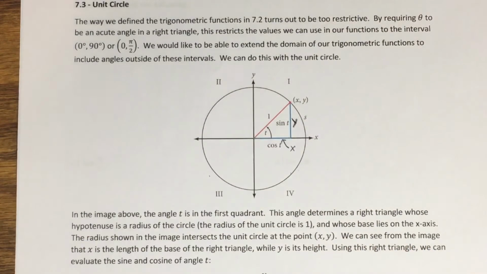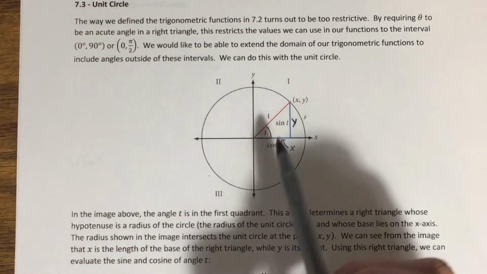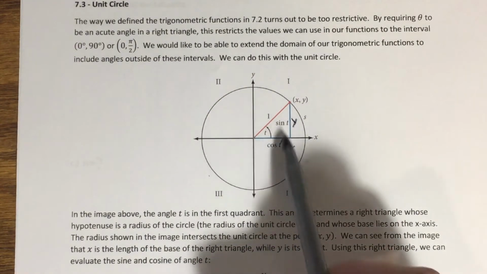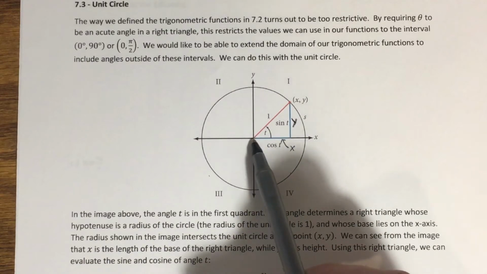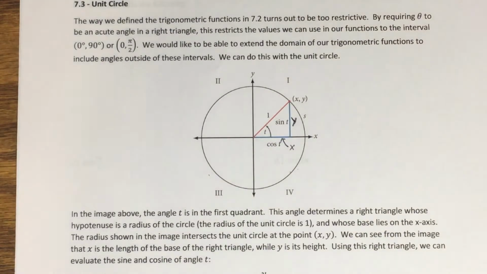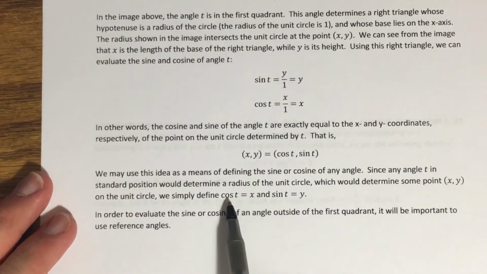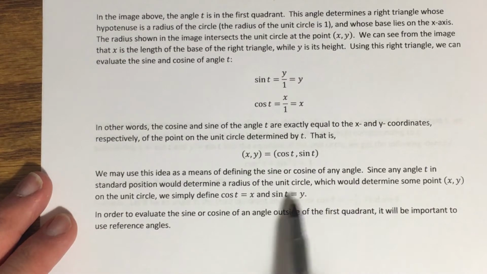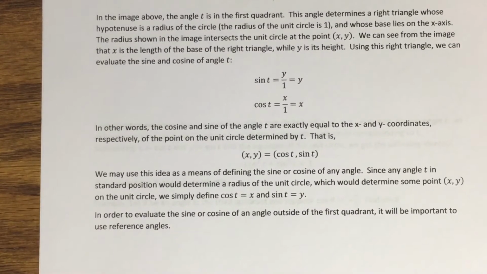In fact, if t is any angle at all, even if that angle is more than 360 degrees, even if that angle is negative, that angle will determine some terminal side that can be thought of as a radius in this unit circle, which will determine some point on this unit circle. The x and y coordinates of that point, then, are how we define the cosine and sine of that angle. So we define cosine of t, no matter what t is, to be the x-coordinate of that point. Sine of t is defined to be the y-coordinate of that point.